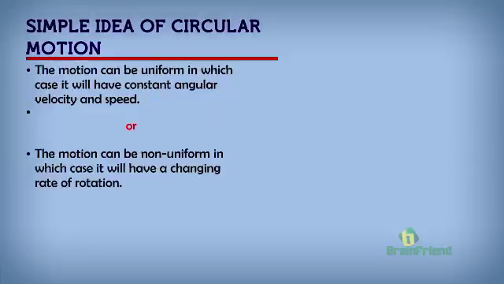Usually the motion can be uniform, in which case the speed at which the object is moving along the circumference of the circle is going to be constant, with constant angular velocity and speed. Or the motion can be non-uniform, in which case there will be a changing rate of rotation, meaning the velocity and speed will not be constant.